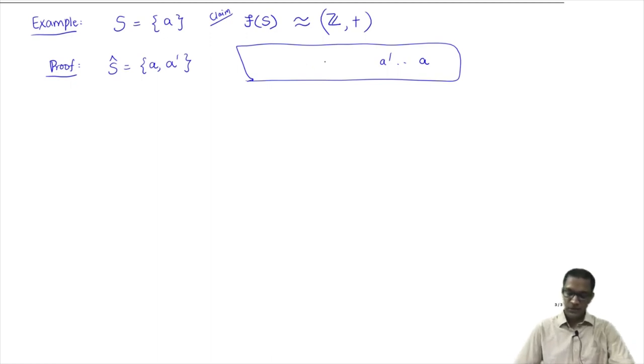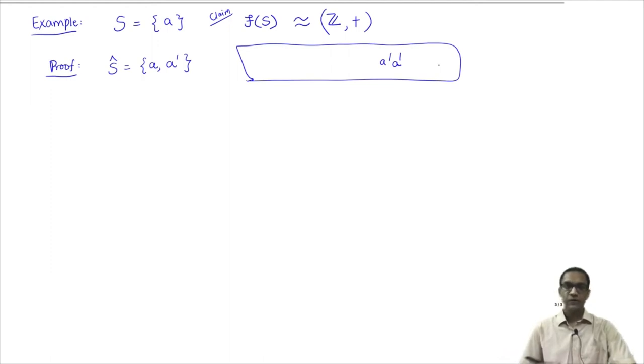Okay, so let me just complete this word to something. Let's suppose these last few letters were A prime, A prime, A prime, A. Again I scan this and I notice that here's an A prime A, which again can be made into an empty word. So I get rid of all these. Observe that every time an A and an A prime occur together, you can get rid of them.